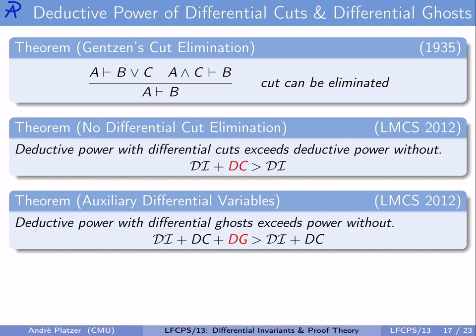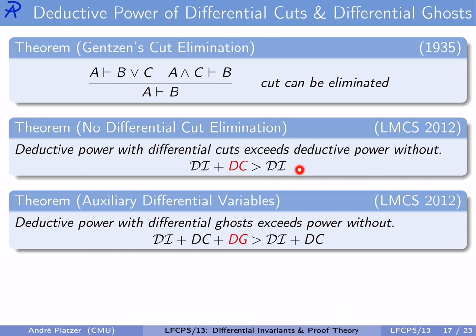There's the no differential cut elimination theorem, proving that the deductive power with differential cuts strictly exceeds the deductive power without it. So if we allow differential invariants and differential cuts, then we do get strictly more than if we just do differential invariance proofs. Sure, everything we can prove with just differential invariance reasoning, we can also prove with differential invariance reasoning where we would have been allowed to use differential cuts. That's easy. What's interesting is to see that this has strictly bigger deductive power. There are formulas you can only prove with a differential cut, but you can't prove without a differential cut.